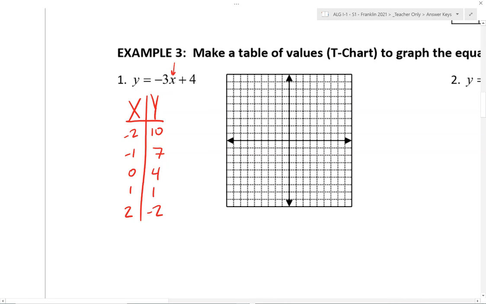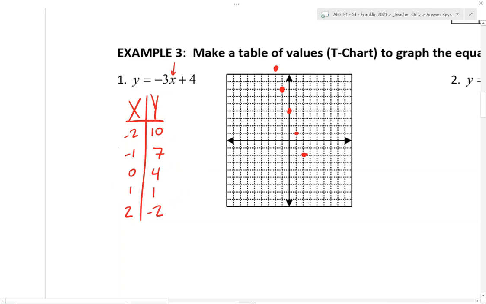So now we have all of our xy pairs. We can just graph these points. So -2, 10 is just off the graph up here. -1, 7. 0, 4. 1, 1. And 2, -2. So while having just these middle 3 points is fine, having 5 really confirms the straight line.